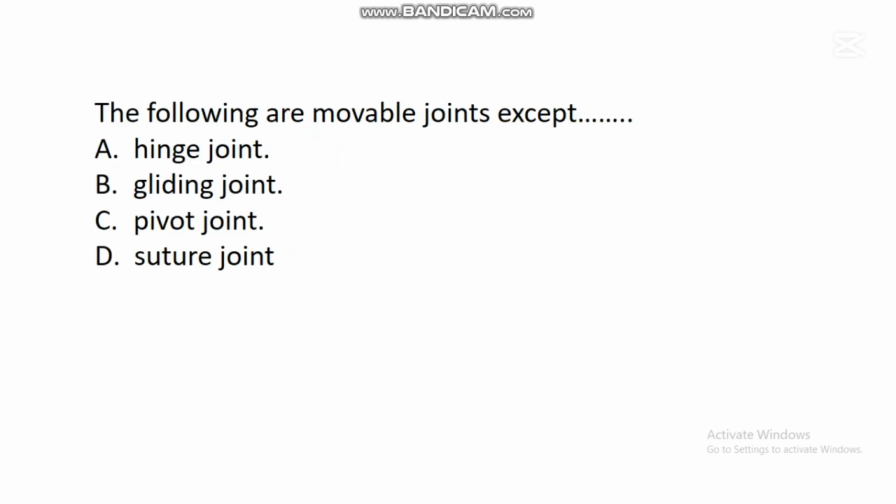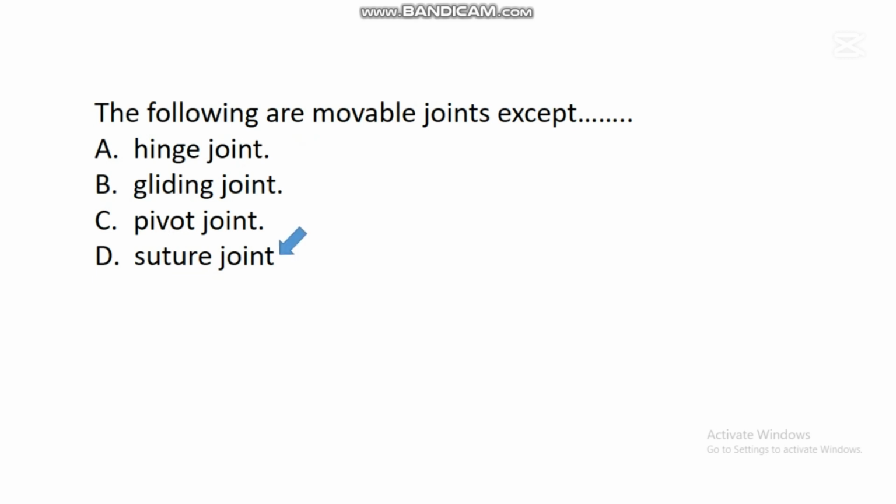The next question says, the following are movable joints except dash. A. Hinge joints. B. Gliding joints. C. Pivot joints. D. Suture joints. In this question, the correct answer is D.